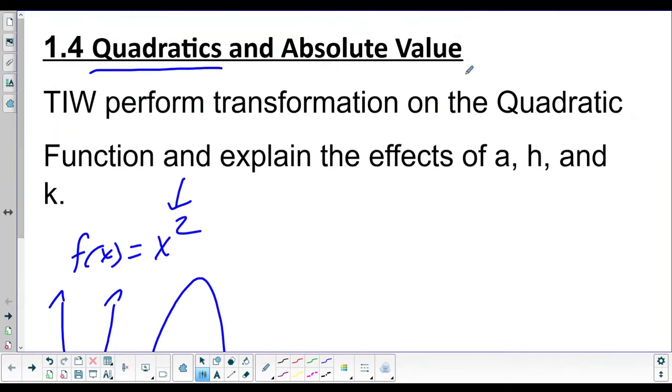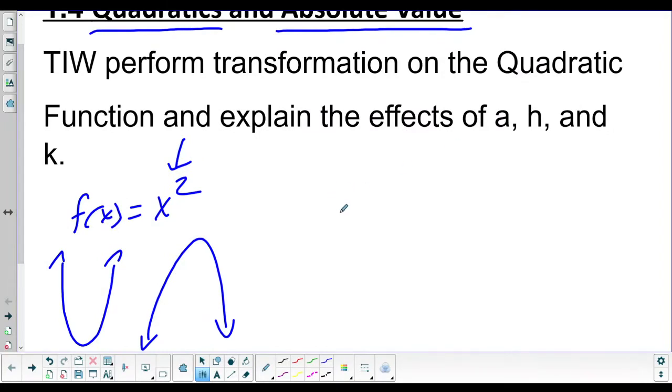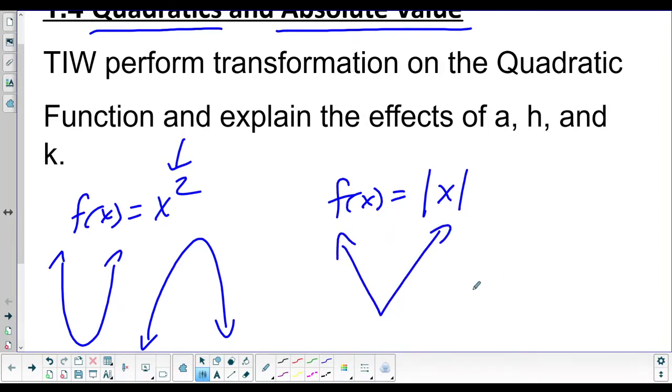Okay. The other one we're going to look at is an absolute value. So absolute values are anytime we have f of x equals and then x inside an absolute value. And those are just vertical bars. And these are going to look similar to this, except a little pointier. They're going to be either v's or upside down v's, like that.